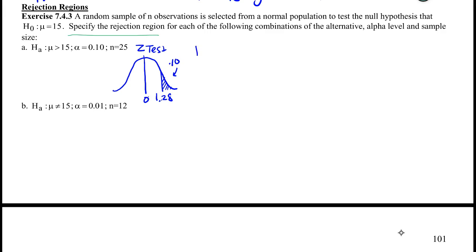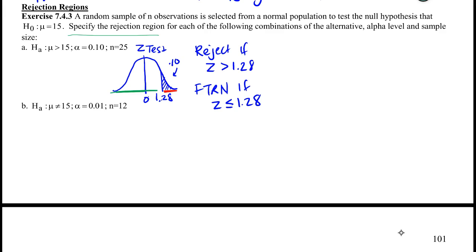So we would reject if we've got a Z greater than 1.28, and we would fail to reject if Z was less than or equal to 1.28, right? So anything in this region would be rejections. Anything in the opposite region would be failing to reject. And we could do the same thing for the t-test. And this is where it makes a heck of a lot more sense to be doing this, especially if you're doing this without technology using that table.